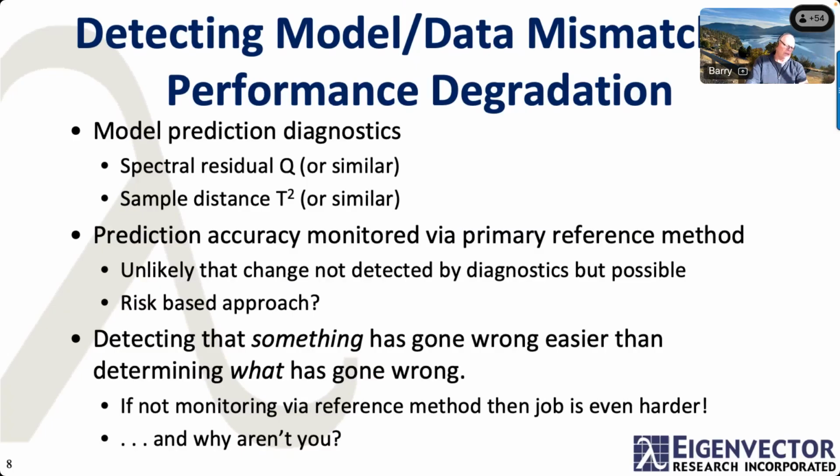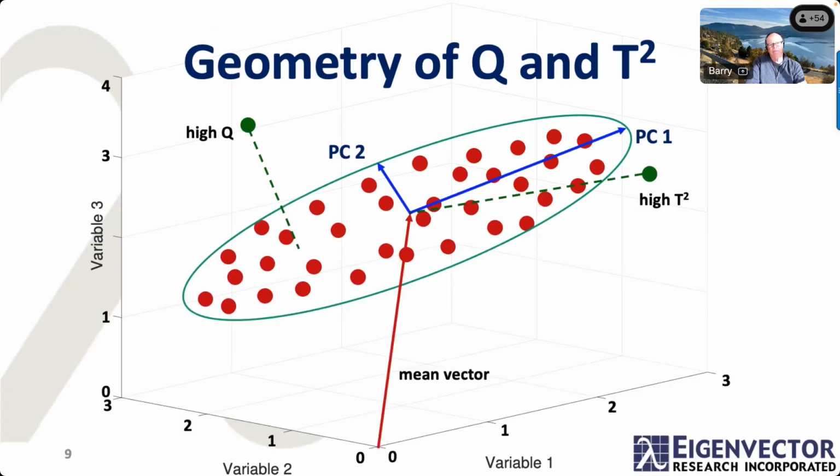In general, detecting that something has gone wrong is way easier than determining what has gone wrong. If you're not monitoring via the reference method, then the job is even harder. And why aren't you? I think in most systems, it's a really good idea to be monitoring occasionally, checking via the reference method that your predictions are still good.